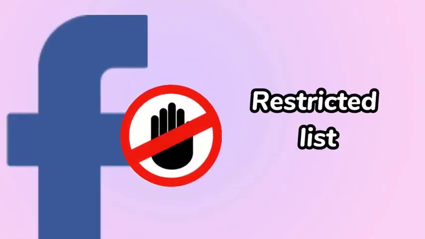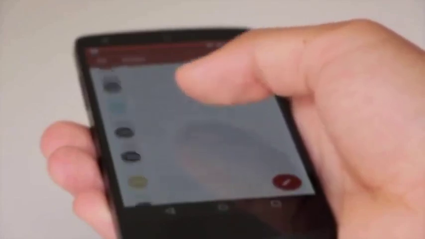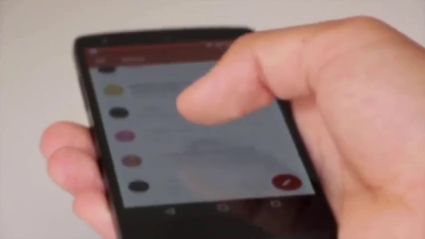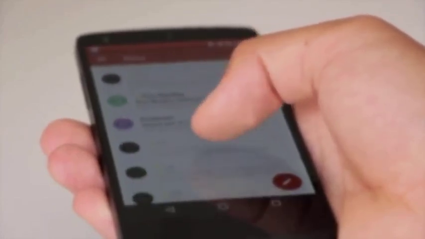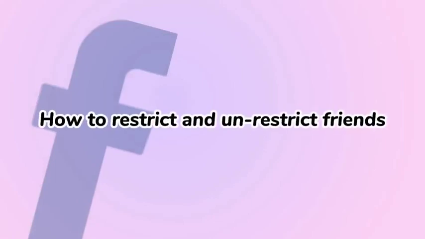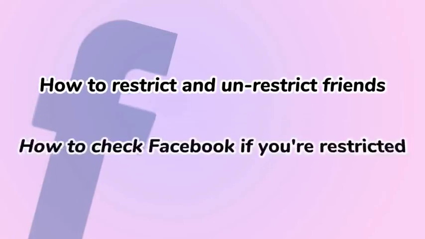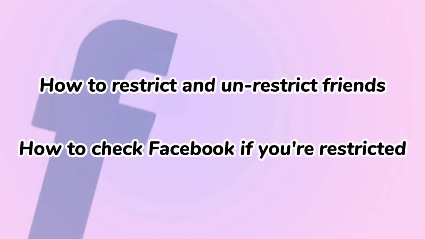Facebook's restricted feature is your virtual shield in the social media world. When you add someone to a restricted list, you grant them limited access to your posts and interactions. This video explains how to restrict and unrestrict friends, and how to check Facebook if you're restricted.